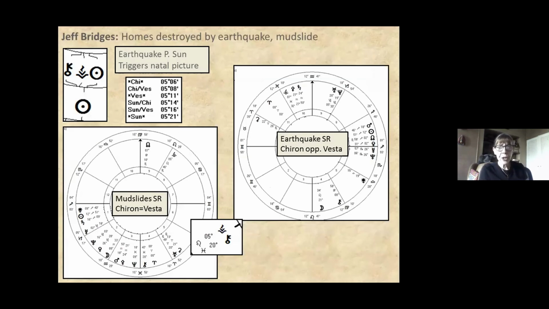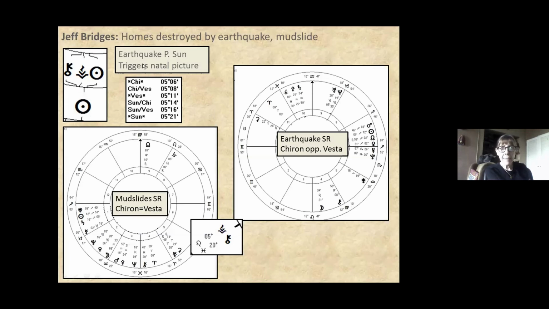Here's Jeff Bridges. We looked at him for our example of how the aspect works on a dial and a sort. So here we have his natal picture of Sun Vesta Chiron. When he had his 45 solar arc, you know, your chart sort of goes off when you're 22 and a half and 45. And here was his 45 solar arc, and it triggered, here was the progressed sun, triggering that natal picture.